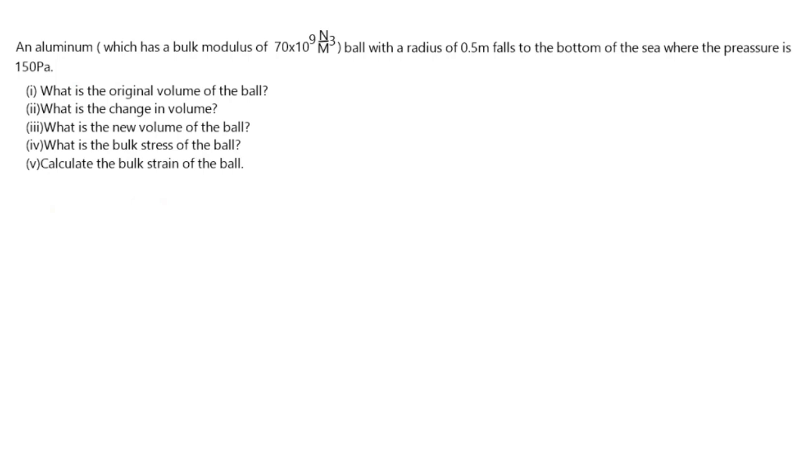So let's go for a problem. An aluminum ball which has a bulk modulus of 70 times 10 raised to the 9th power newtons per meter squared and a radius of 0.5 meters falls to the bottom of the sea where the pressure is 150 Pascal. So let's answer the first problem. What is the original volume of the ball?